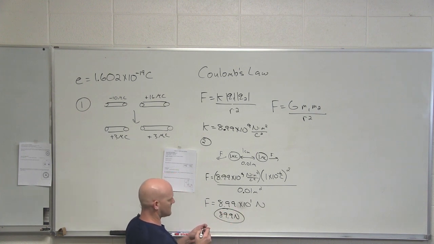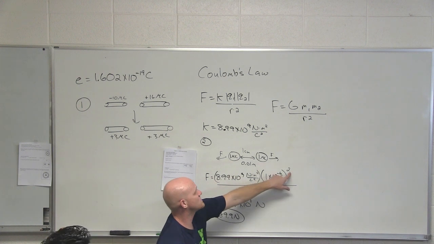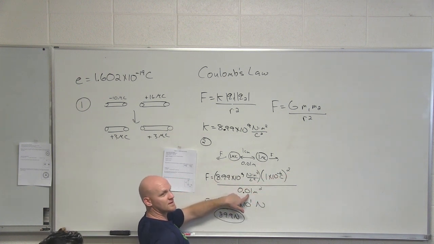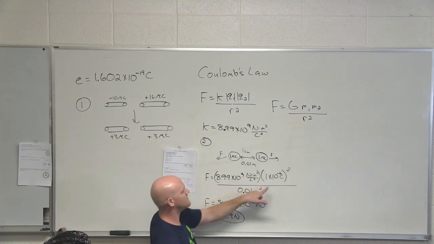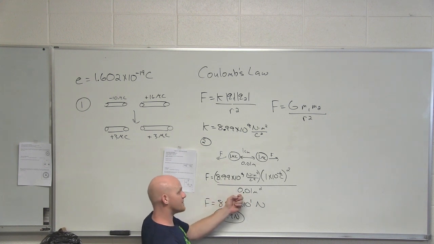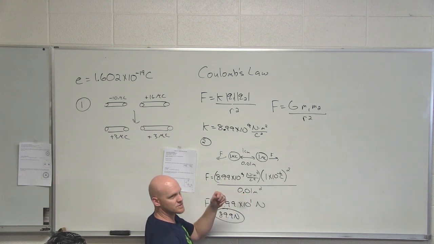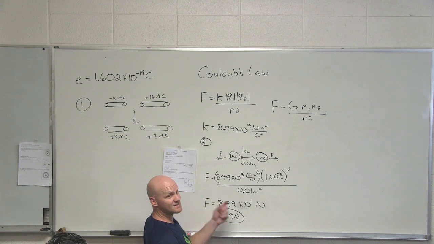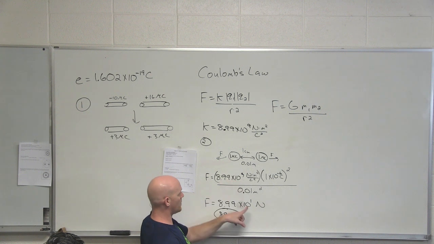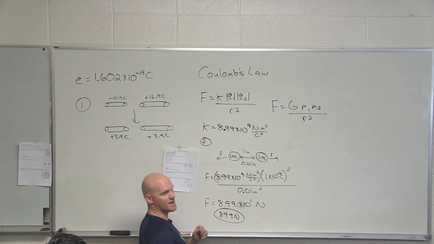Cool, because if you notice, let's go back and review this one more time in our head, but you should definitely use your calculator. 1 times 10 to the minus 6 squared is 1 times 10 to the minus 12. Dividing that by 0.01 squared would be the same thing as multiplying it by 10 to the 2 squared, or 10 to the 4th. So 1 times 10 to the minus 12 times 10 to the 4th would get you 1 times 10 to the minus 8. If you multiply this by 8.99 times 10 to the 9, that's where you get the 8.99 times 10 to the 1 power, or 89.9.